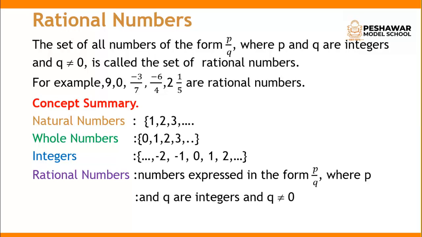So our rational numbers are related to the other sets of numbers: the set of natural numbers, N is equal to 1, 2, 3 and so on; the set of whole numbers, W is equal to 0, 1, 2, 3 and so on; the set of integers, up to minus 3, minus 2, minus 1, 0, 1, 2, 3 and so on; and the set of rational numbers, expressed in the form of P by Q, where P and Q are integers and Q is not equal to 0. Rational numbers include fractions and decimals, as well as natural numbers, whole numbers, and integers.